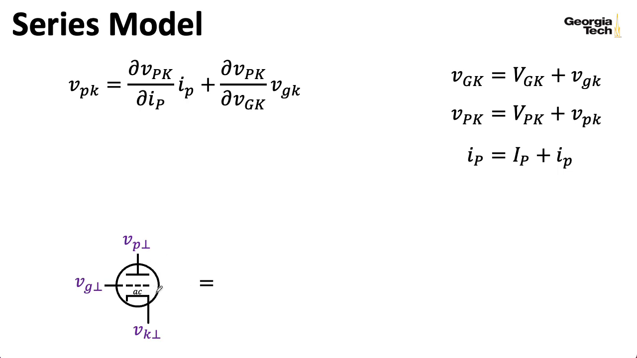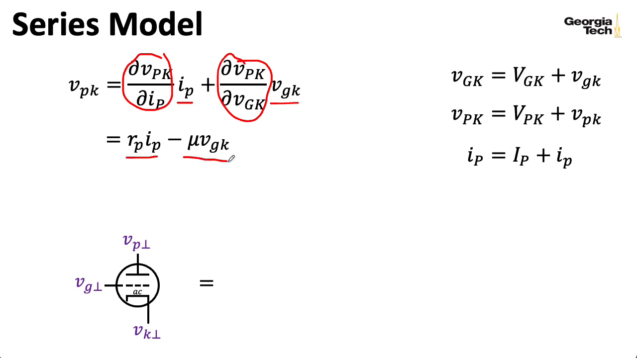Instead of thinking of the current flowing through the tube, let's think about the plate-to-cathode voltage. I could characterize the small signal plate-to-cathode voltage as being the derivative of VPK with respect to IP times IP, plus the derivative of VPK with respect to VGK times VGK. Now, by the definitions we've had previously, I could substitute those definitions in and write this as RP·IP minus mu·VGK, where IP and VGK are our small signal quantities.